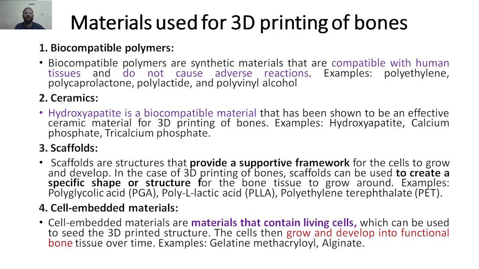Next, scaffolds. As we discussed, scaffolds provide a supportive framework for cell growth and development. In the case of 3D printing of bones, scaffolds can be used to create specific shapes or structures of the bone tissues, or for them to grow around. Examples are PGA, PLLA and PET. These are examples of scaffolds.